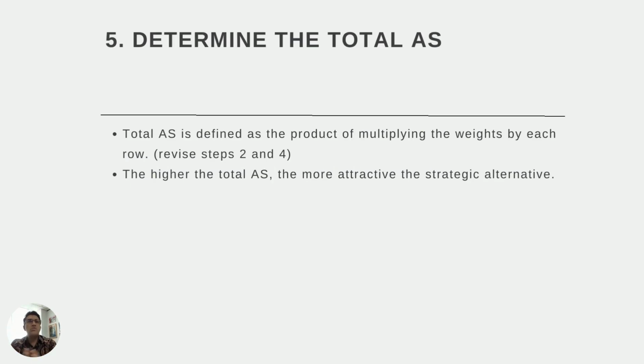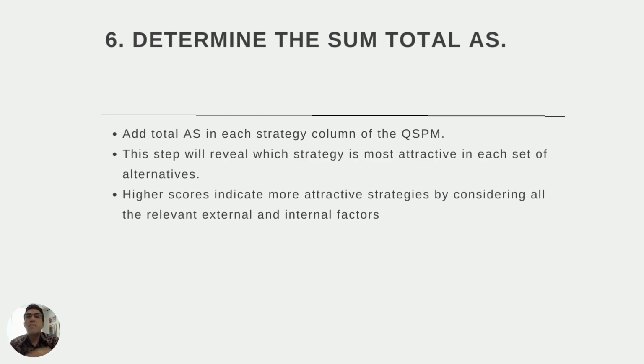And then you need to determine the total attractiveness score. We multiply the weight by the attractiveness score that we have already assigned for each of the key factors in our QSPM. And finally, you need to sum them up as the total attractiveness score, or TAS. We add each of the attractiveness scores for each strategy in each of the columns, and this will give you the final score, or the sum of the total attractiveness score. And we will perform the QSPM based on company XYZ in the next video.